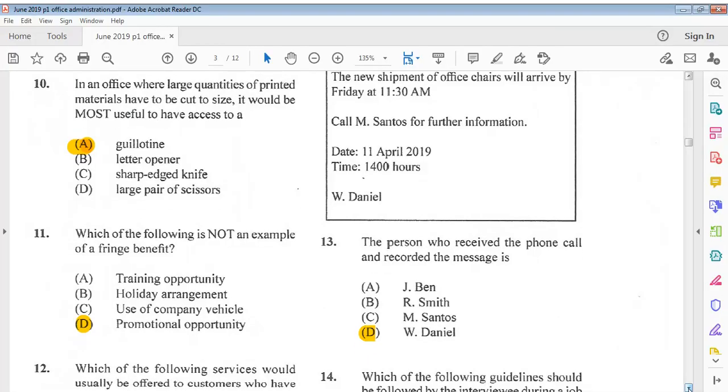Which of the following is not, that's a keyword, not an example of a fringe benefit? A. Training opportunity. B. Holiday arrangement. C. Use of company vehicle. Or D. Promotional opportunity. So the keyword not. So training opportunity, holiday arrangement, and use of company vehicle, those are some fringe benefits. So the one that is not an example would be D, which is promotional opportunity. So your answer would be D.